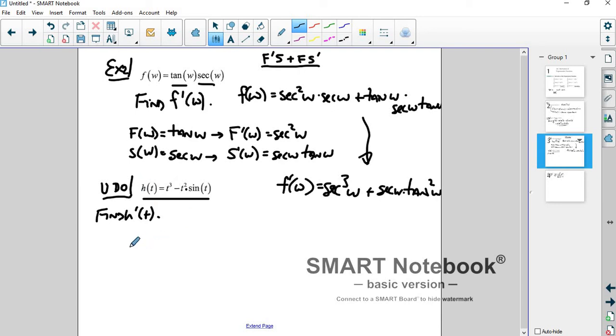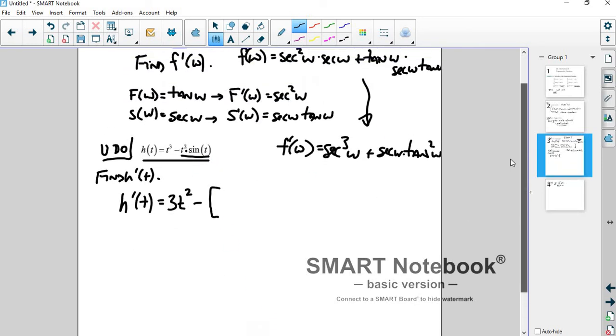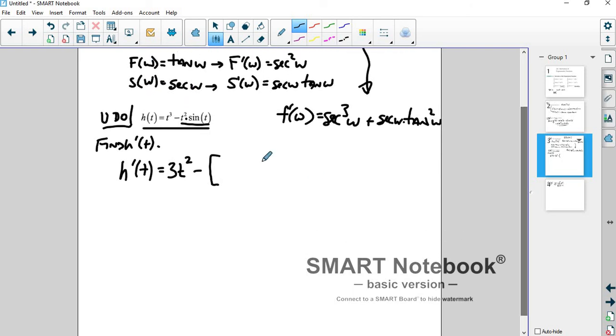Okay, so H prime, what do we have here? Well, the first one is just the derivative of t cubed, so that's 3t squared. Then we're going to subtract the group, product rule. So this is a product. The product rule gives you a group of things, and so therefore I need to group it that way. Now if you're using the big F and the big S, you'd need to write that out, but my first function is t squared. The derivative of that is 2t times the second function is sine of t, and then plus the first function t squared times the derivative of sine of t, which is cosine of t.